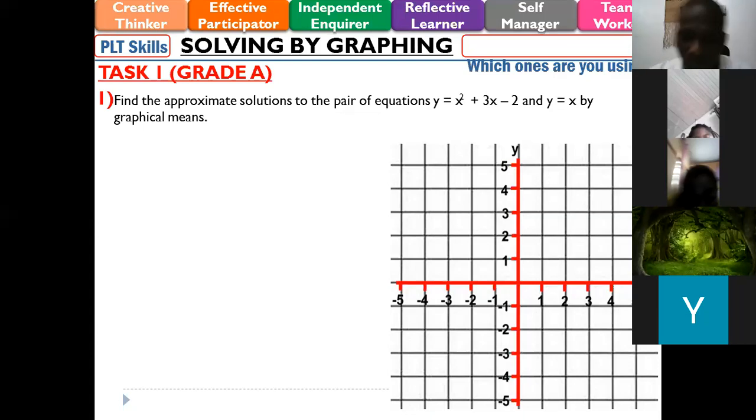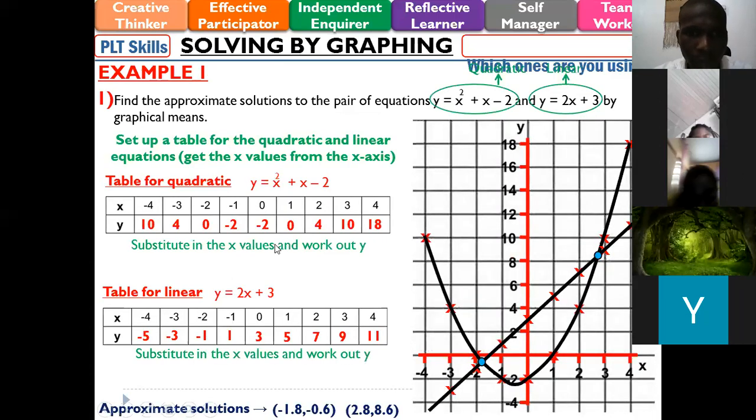let me quickly take it back. The first intersect, you trace it to the line of x, that is the x-axis. What is the value? You write it down. So for the x-axis, we have it to be minus 1.8. And that same intersect, you trace it to the y-axis, which is the vertical axis. You have it to be minus 0.8.